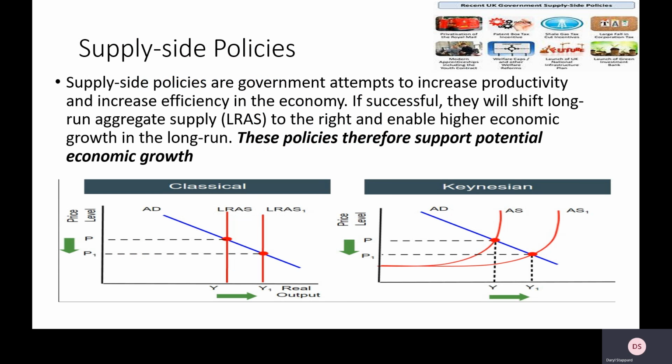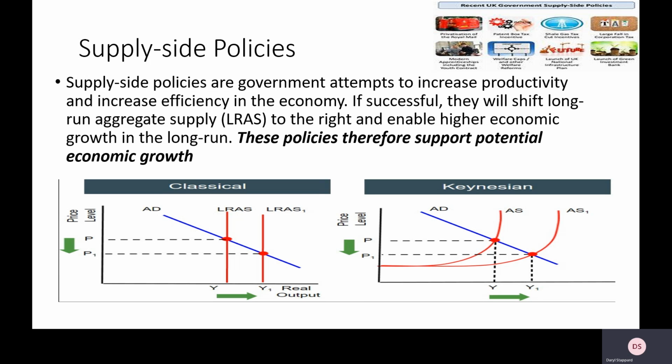Right, so first of all, let's think about what supply side policies are. Now, all these are deliberate attempts by the government to improve the productivity and the efficiency of the economy. So the idea would be that if these are successful, they will create potential economic growth. So they will either improve and or increase the factors of production of the economy.